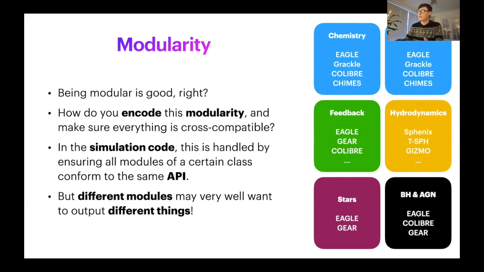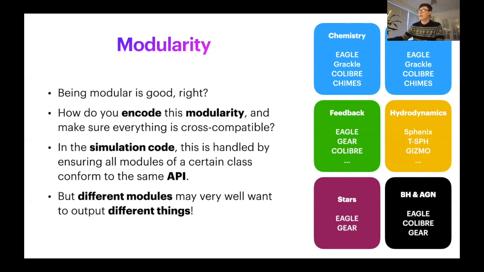So what I can do in Swift is I can take the stars from Eagle, and I can mix them with the chemistry from Grackle, and I can mix that with some AGN from a different model. And what that means is that there's going to be different things in the snapshots every time you run it. Now, within Swift itself, we handle this high level of modularity by writing all of the physics as extensions to the main code, and they all conform to the same API.